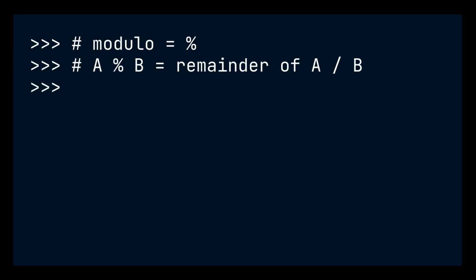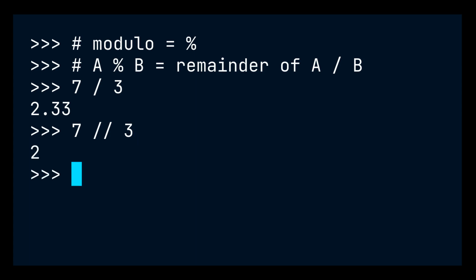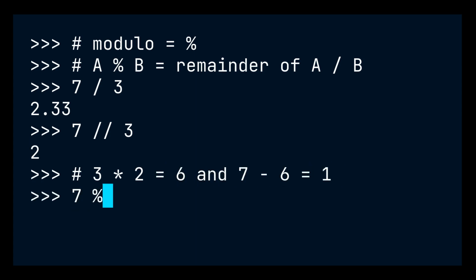For example, the normal division between 7 and 3 is 2.33. However, the integer division between 7 and 3, which in Python can be calculated with double slashes, is 2. This division leaves a remainder of 1, as 3 times 2 is 6, and 7 minus 6 is 1. So, 7 modulo 3 is 1.